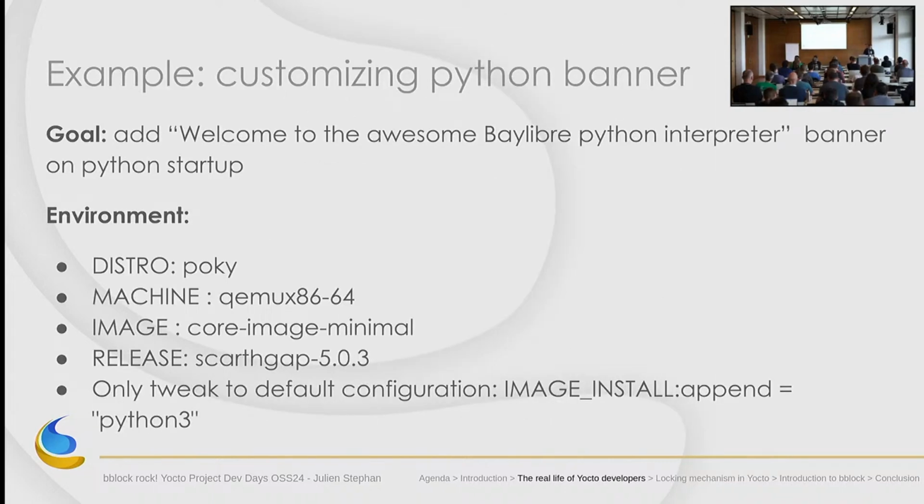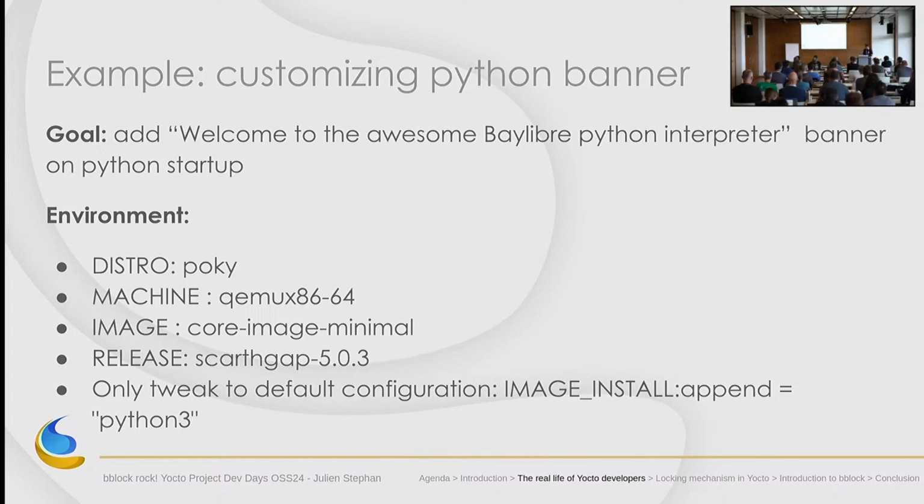So I wanted to show you how we can use bblock in our daily life. I want to have this real life example. I want to customize my Python banner on my interpreter. So I want to add "Welcome to the awesome daily Python interpreter". So something fancy and not too hard. For that, I will use this environment: a Poky distribution, QEMU x86 machine, core-image-minimal, latest Scarthgap release. And the only tweak I made to the default configuration was to add python3 to my image.